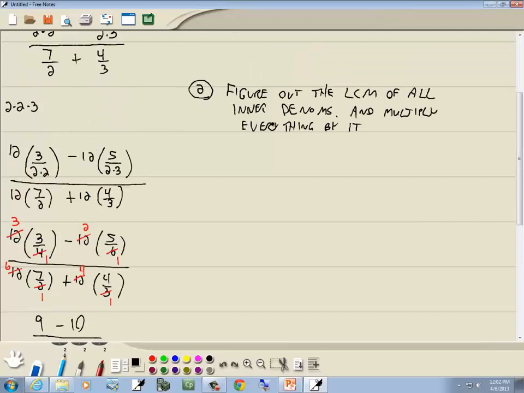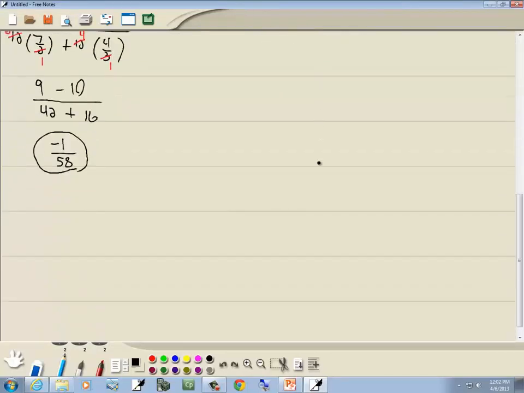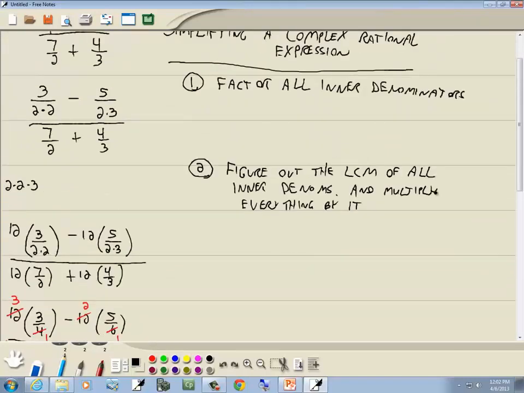Our second step was to multiply by the LCM. So step 3, and actually let me go ahead and put it up here. After you've multiplied by that, and multiplying by it means get rid of parentheses, combine like terms, and so forth, we're going to factor the top, factor the bottom, and then step 4, cancel if possible.